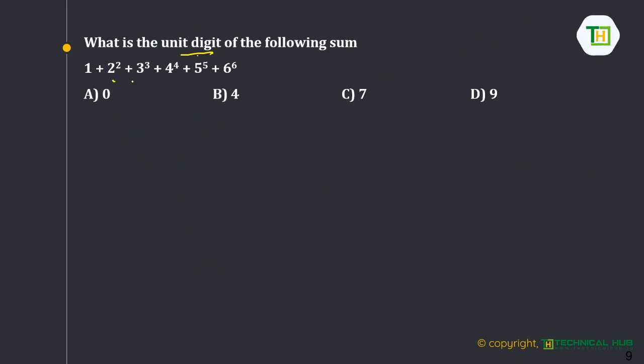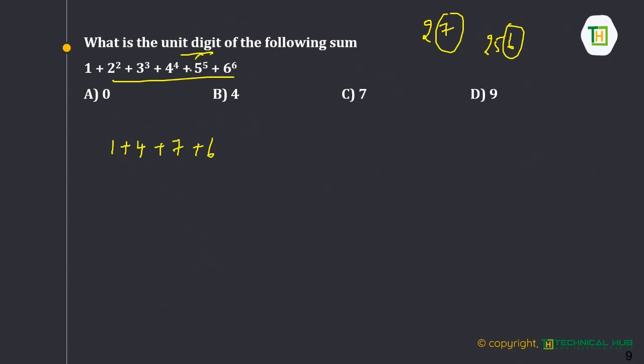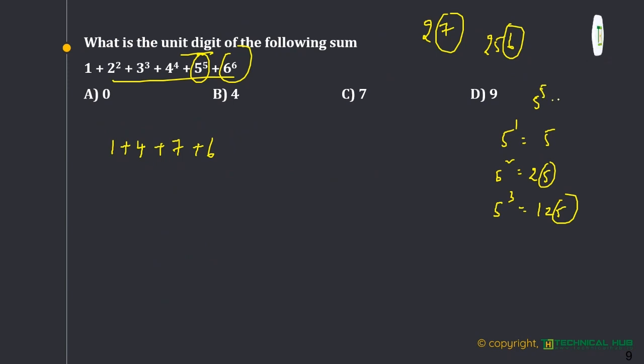First of all, expand this expression. 1 is nothing but 1 only. 2 square is nothing but 4 only. 3 cube is 27, whose unit digit is 7. 4 to the power of 4 is 256, what is the unit digit? 6 only. 5 to the power of anything and 6 to the power of anything, the unit digit will be the same number. 5 square means 25, unit digit 5 only. 5 cube means 125, unit digit 5 only. Similarly 5 to the power of 5 will give some value and the final unit digit will be 5.